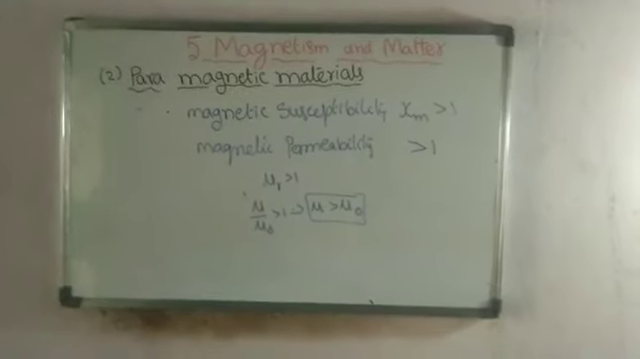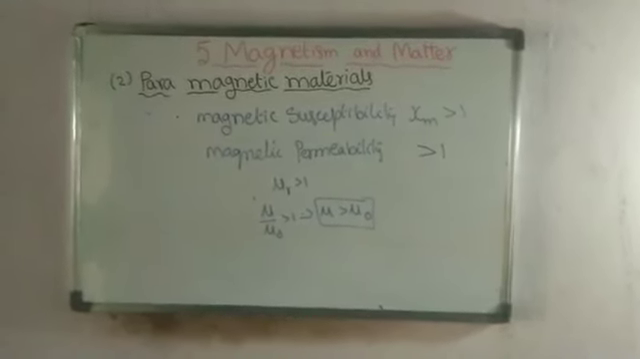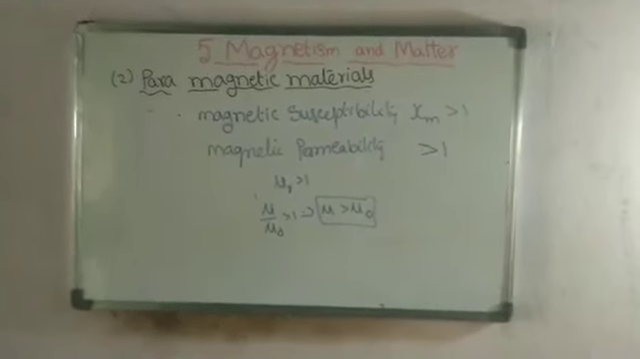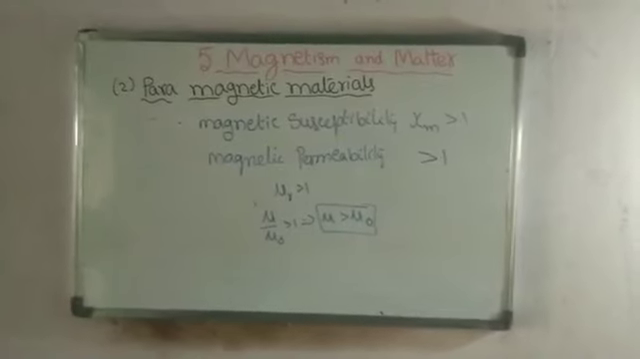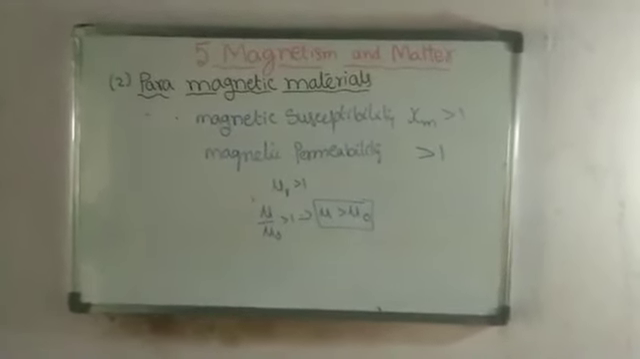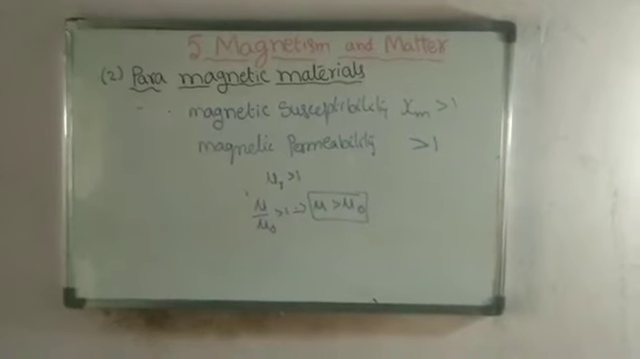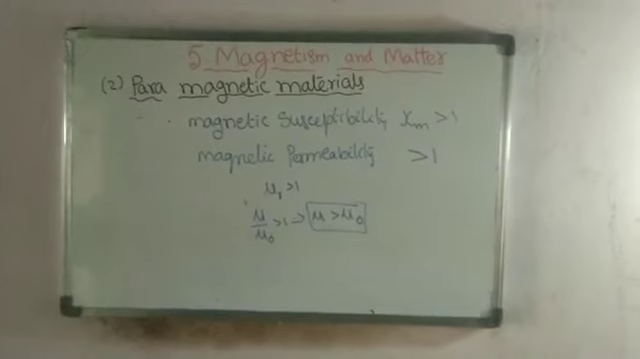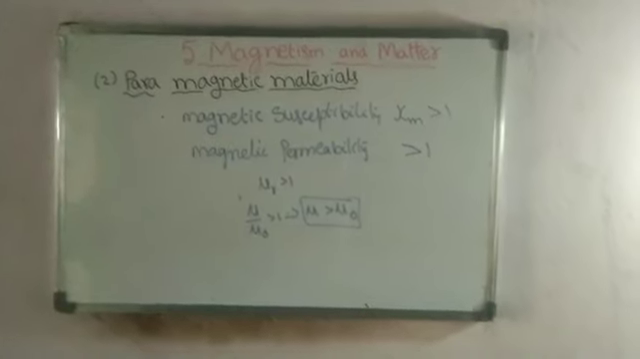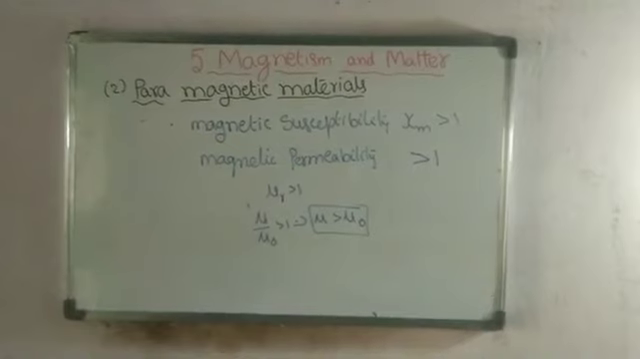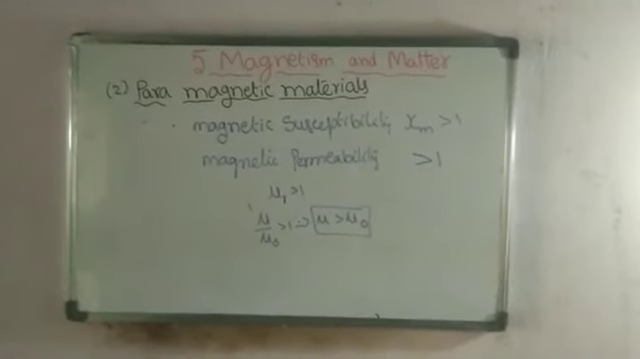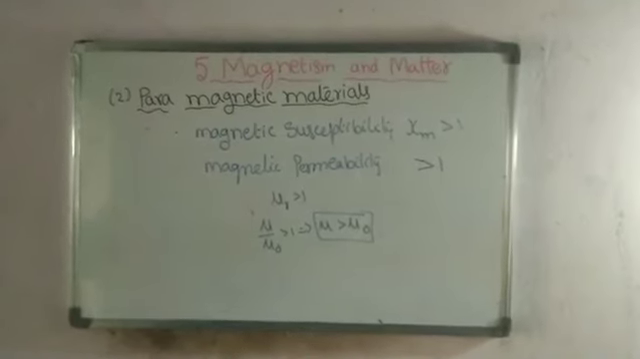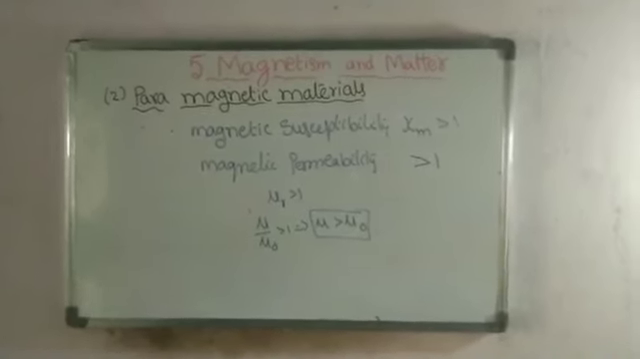Next, permeability. Since susceptibility is positive, mu r is equal to 1 plus chi m, and the magnetic susceptibility is positive, so the magnetic permeability is always greater than 1. That is, mu r is greater than 1. We know that mu r is equal to mu by mu naught, so from that we can write mu is greater than mu naught. The meaning of that is, the permeability of the material is greater than the permeability of free space. Due to that reason, the material gets magnetized.